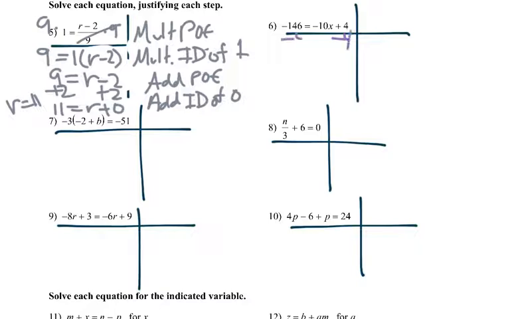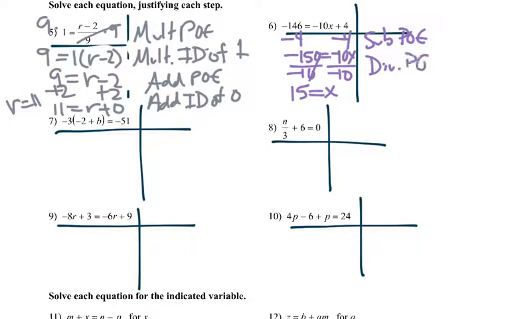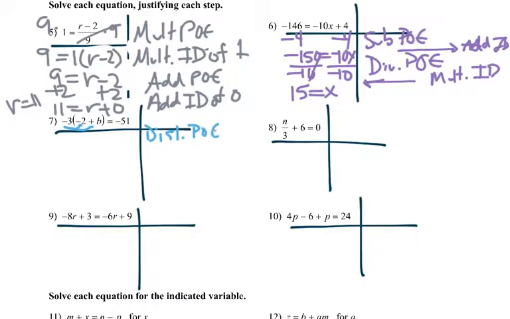So I'd subtract 4 to both sides, giving me -150 equals -10x. Divide by -10. We get positive 15 equals x. And we use the subtraction property of equality and the division property of equality. Again, after the subtraction, we could have used the additive identity, and after the division, the multiplicative identity, to get rid of those pieces.